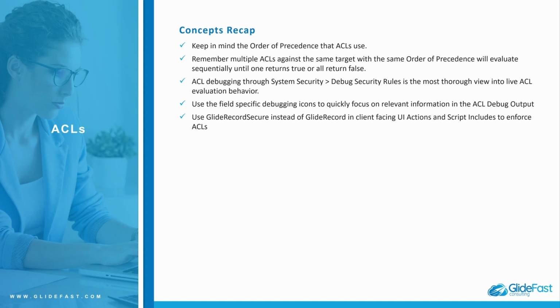ACL debugging through the system security debug security rules is the most thorough view into how live ACLs will evaluate. You can use the field-specific debugging icons to quickly focus on the relevant information in the ACL debug output. And if your client-side script includes and UI actions are potentially interacting with the database, it's recommended to use GlideRecordSecure to enforce ACLs.